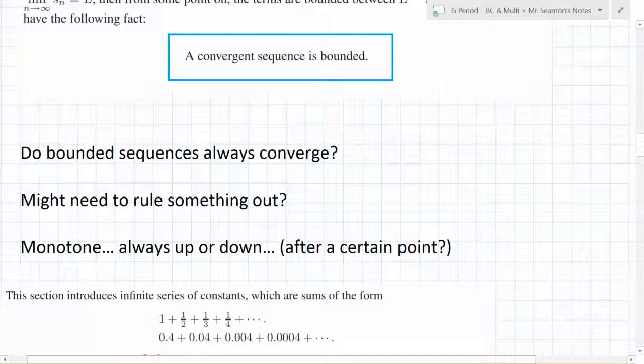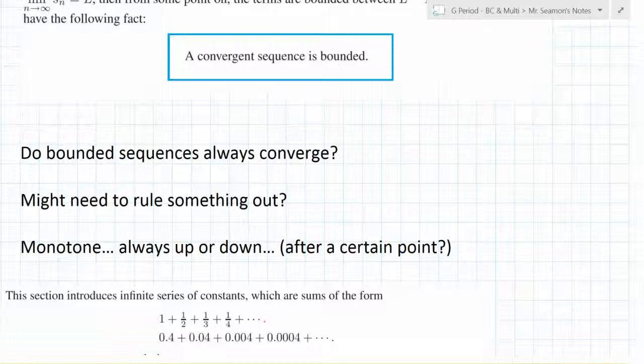So this says a convergent sequence is bounded. Do bounded sequences always have to converge? No, we just saw one. 2, 0, 2, 0, 2, 0. That's bounded, right? Sine and cosine, they don't converge. They are bounded, but do they converge? No, they live inside a room, but they don't stop at any one thing.